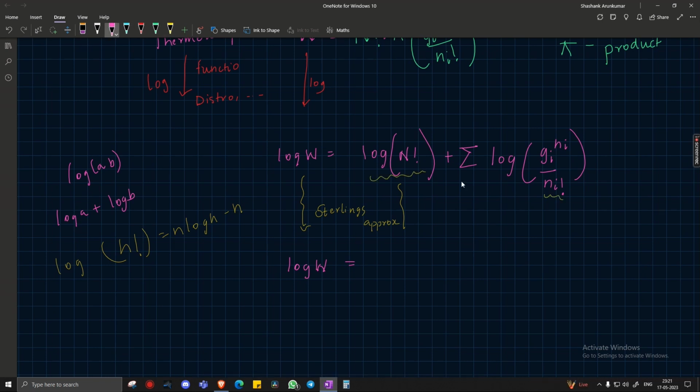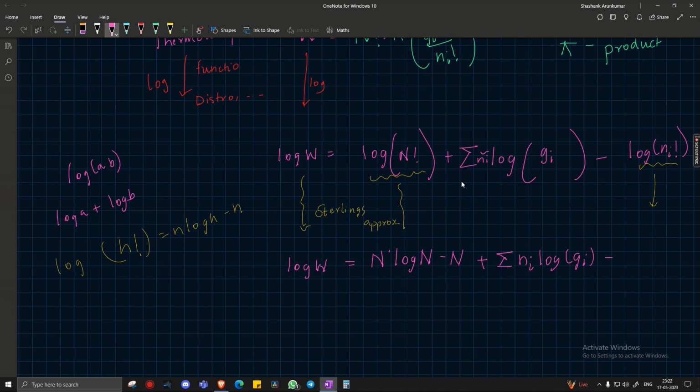By the way, we can write this term as log Gi power Ni minus log Ni factorial, instead of writing it in the denominator. And since this is the power, I can write the power as a coefficient, Ni log Gi. So I'm just going to erase that out. Now these two terms need Stirling's approximation because they have factorial terms. So we are just going to write it as N log N minus N. This term doesn't have any factorial, so we'll just keep the sigma as it is.